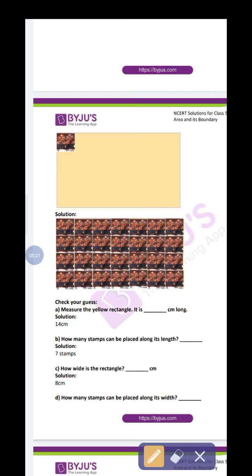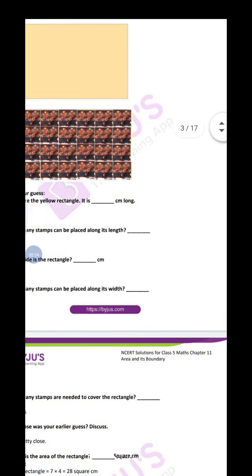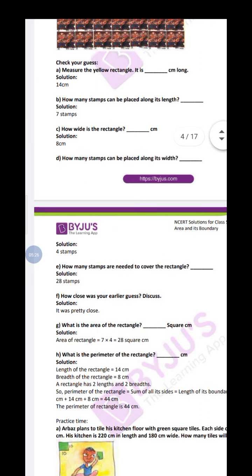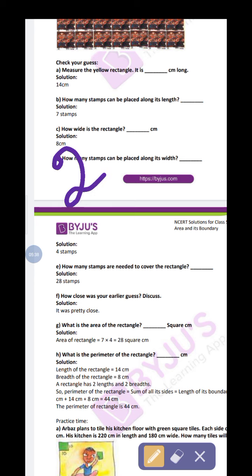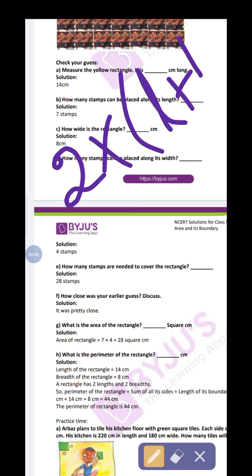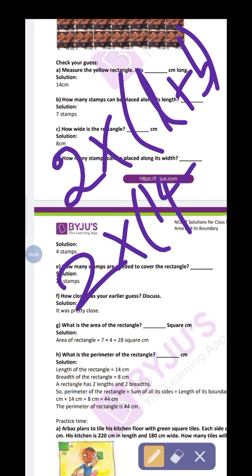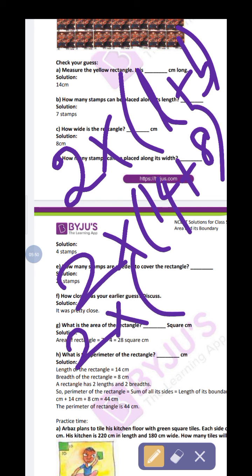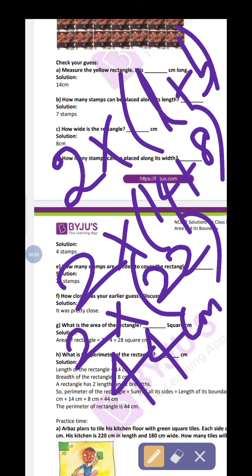How will you calculate? The length of the rectangle is 14. Breadth of the rectangle is 8. A rectangle has 2 lengths and 2 breadths. So the perimeter of the rectangle has a formula: 2 into L plus B. So 2 into length 14 plus breadth 8, 2 into 22. 2 into 22 is 44 centimeter.